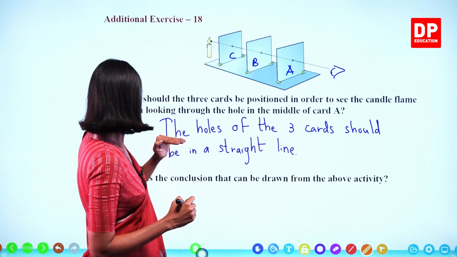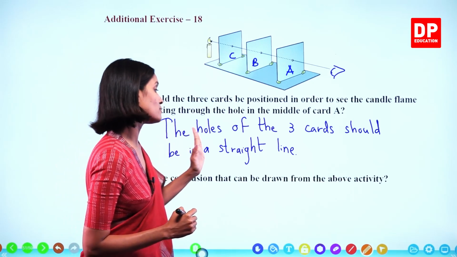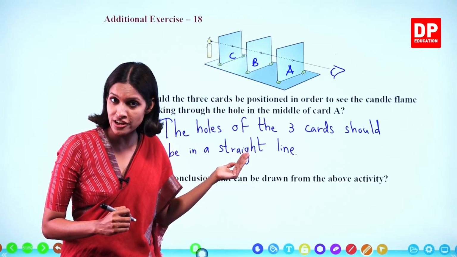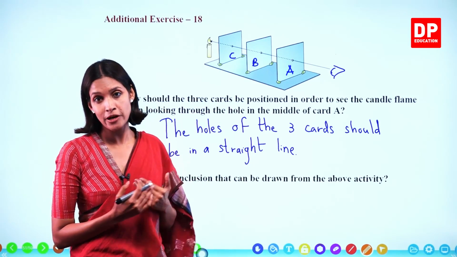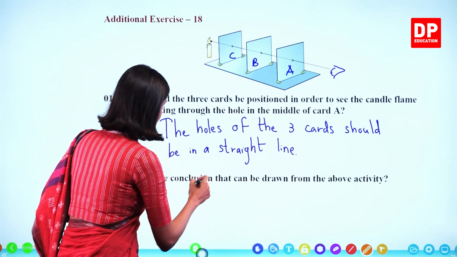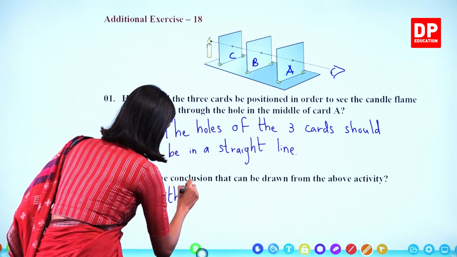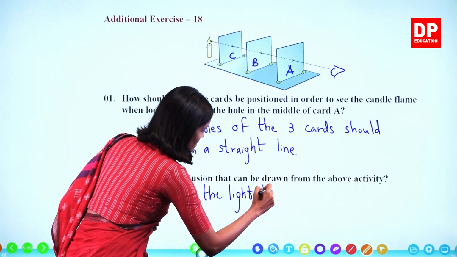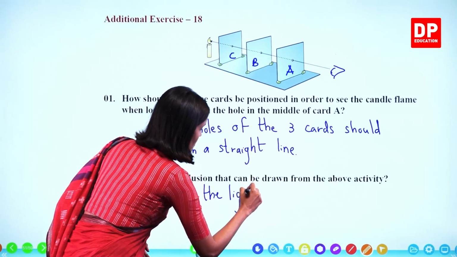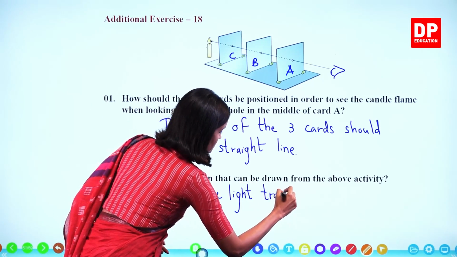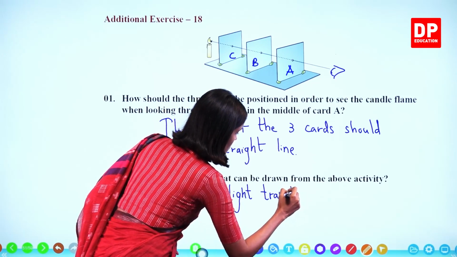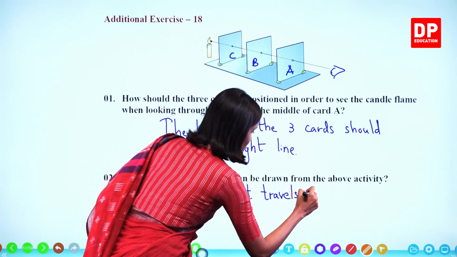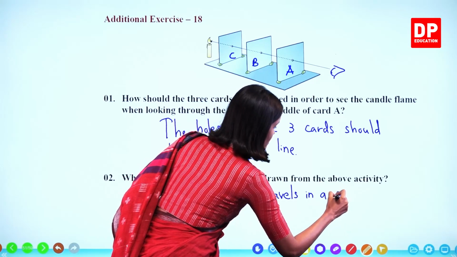Okay, straight line. Right. What is the conclusion that can be drawn from the above activity? Why did we do this activity? To prove that light travels in a straight path or a linear path. Okay, we'll write. What is the conclusion? That the light travels in a straight line.